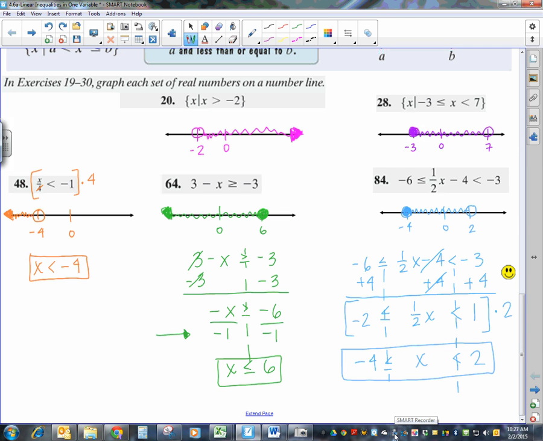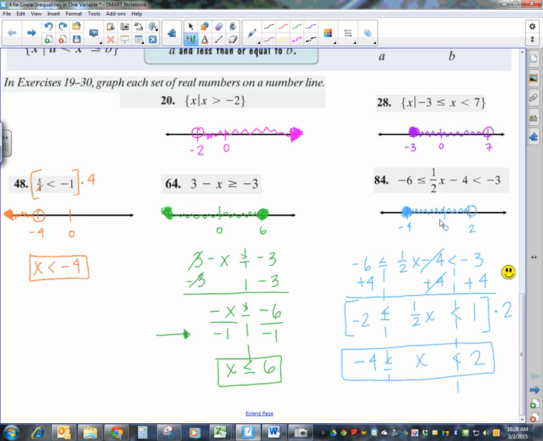I didn't talk about it, but you can always check your answers by picking any number in this solution set. So 0 is in our solution set. Is 0 greater than negative 2? Yes, it is. Is 0 in between negative 3 and 7? Yes. Is 0, excuse me, is 0 less than negative 1? It's not, which is why 0 is not in the shaded region. And again, if you plug in 0, 3 minus 0 is 3. 3 is greater than or equal to negative 3. So 0 is in my shaded region.